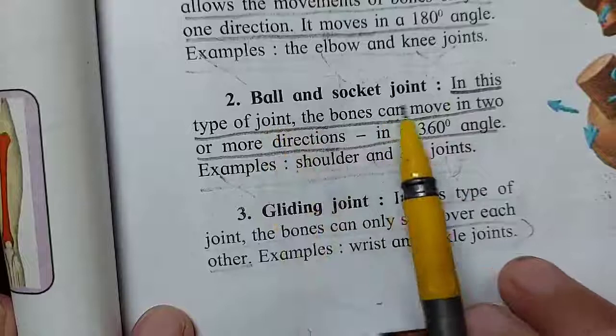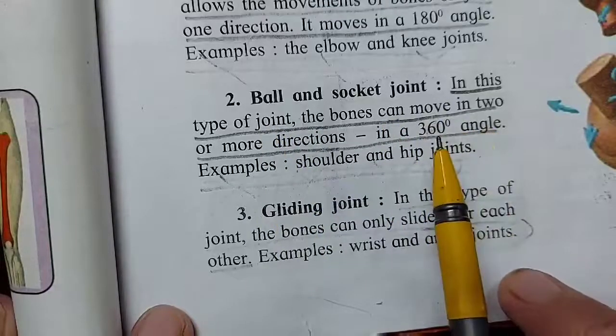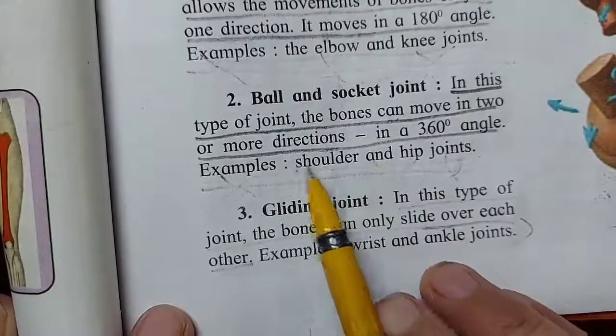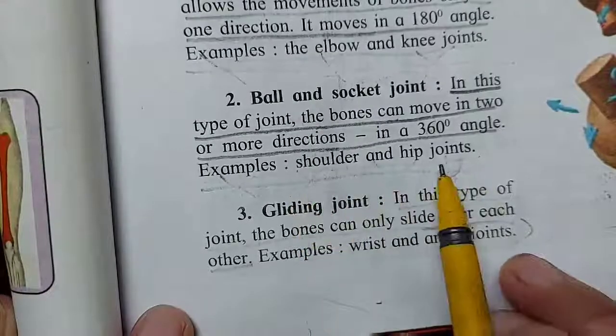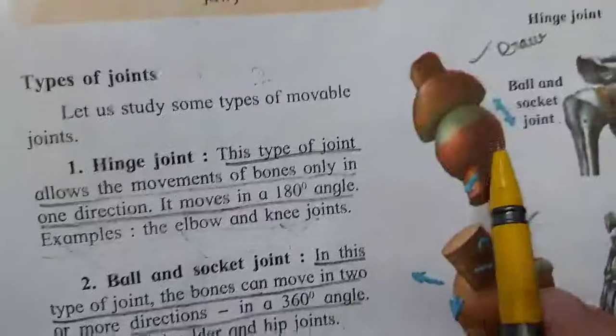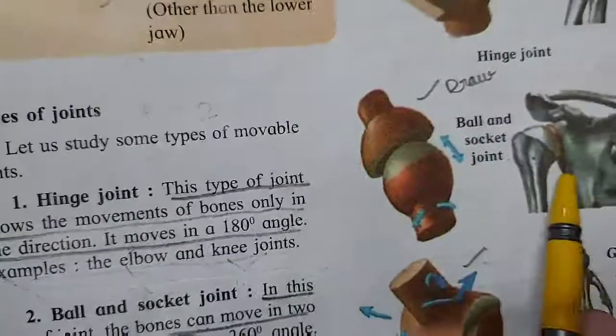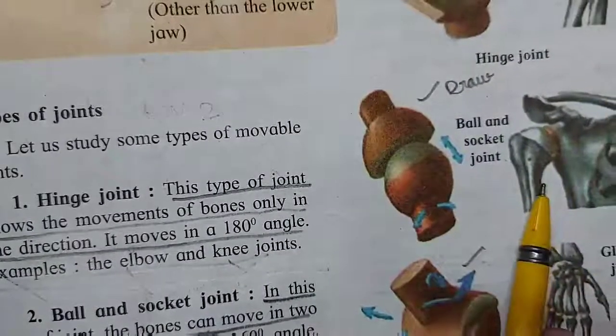Now where are ball and socket joints located in your body? They are at your shoulder and your hip joint. Now this is the type of joint. Here it is shown in your body.